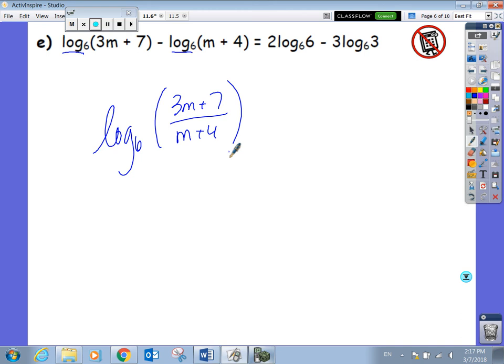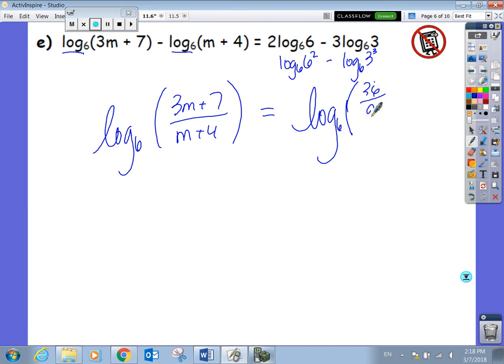Now this side, we can't really do anything with it yet. We have to first make this log base 6 of 6 squared minus log base 6 of 3 cubed. Now we can make that log base 6 of 36 over 27. So that right side requires one more step right there, and some of you could come up with 36 over 27. I don't have to see both of these steps. One or the other would be fine.